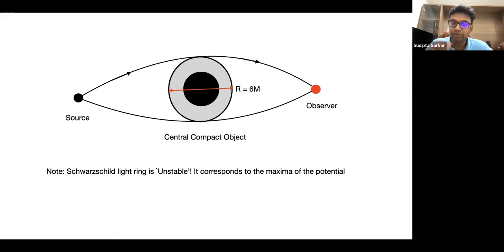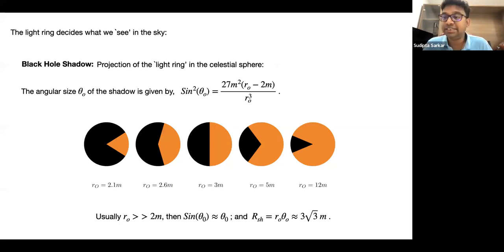Okay. Again, note that the Schwarzschild light ring is unstable. It corresponds to the maximum of the potential. So the light ring decides what I see in the sky. Okay, so this is a very interesting, pedagogical paper.